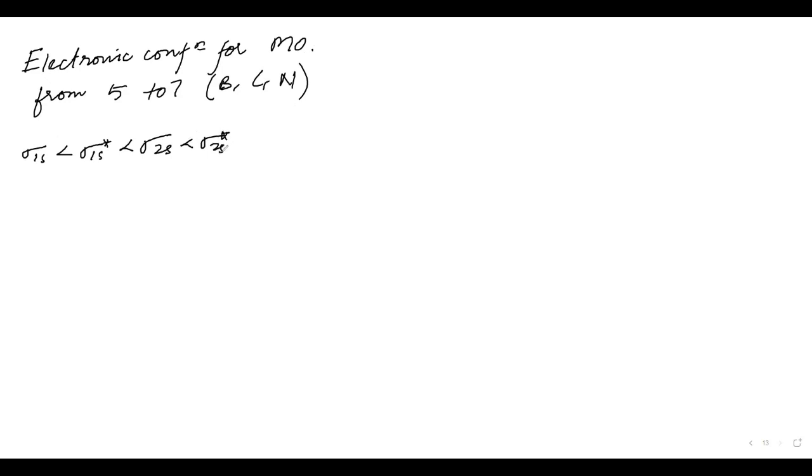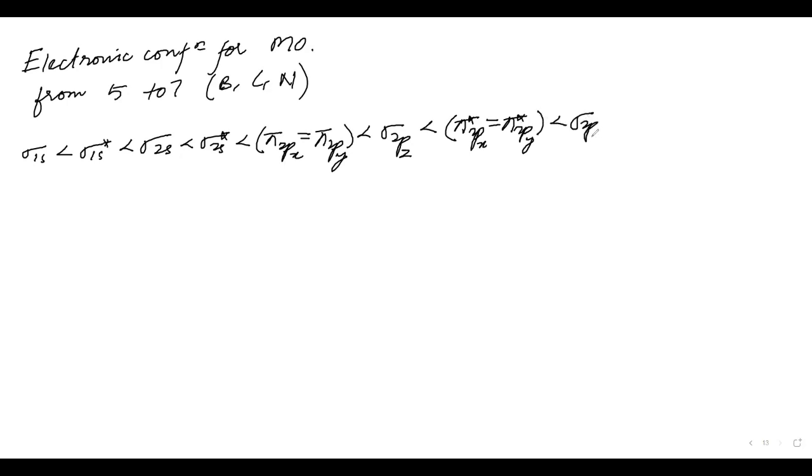Now what will form first? These will form pi first. It is greater than pi 2px, and pi 2px is equal to pi 2py. Why? Now next we will have sigma 2pz. This is greater than pi star 2px, which is equal to pi star 2py, and at last we will have sigma star 2pz.